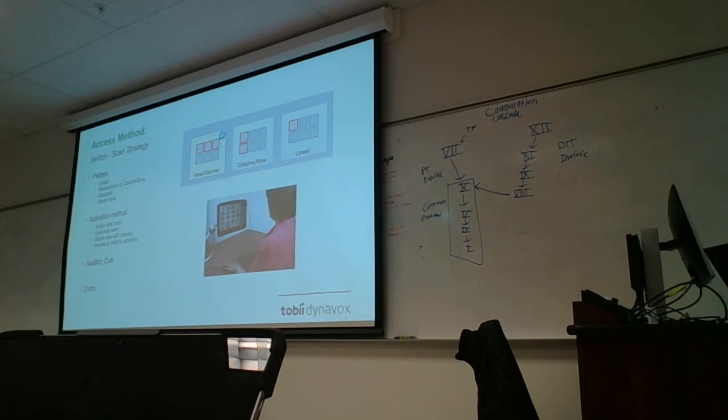Again, with switch scanning, there are different patterns and activation methods. As you're working with the user, you might want to try all these and see what they're most successful with. I would say I generally see column and row, or row column scanning the most. What it does is scan the rows, and then once you select the row you need, it goes into the columns. Linear scanning is an option, but it is a little more time consuming because it goes cell by cell.